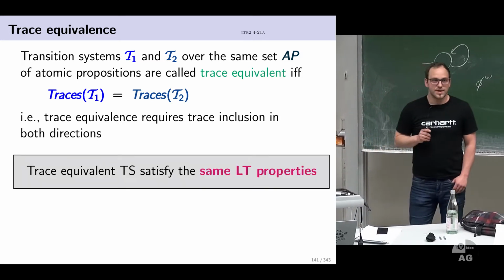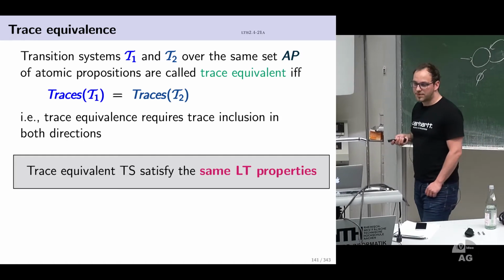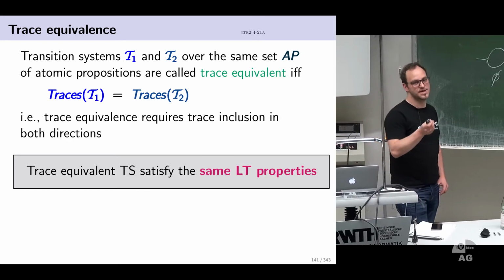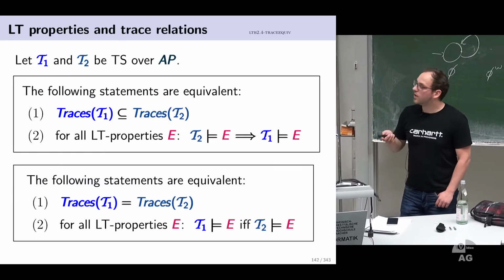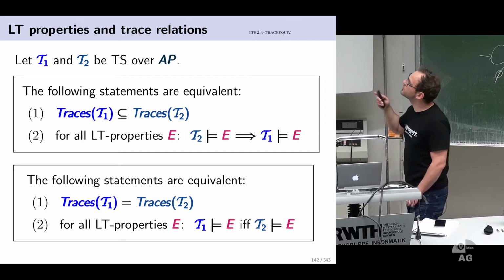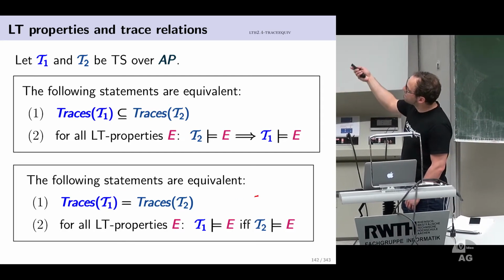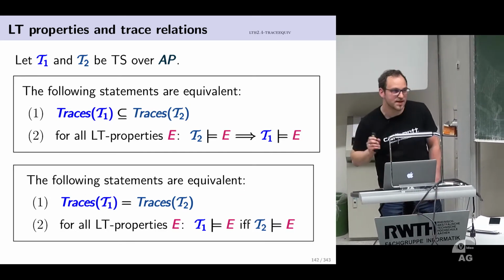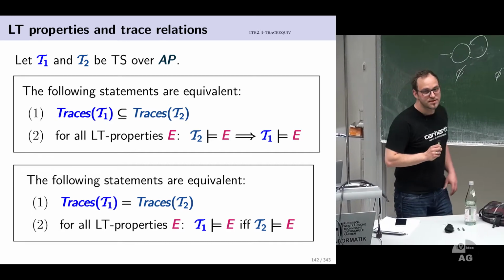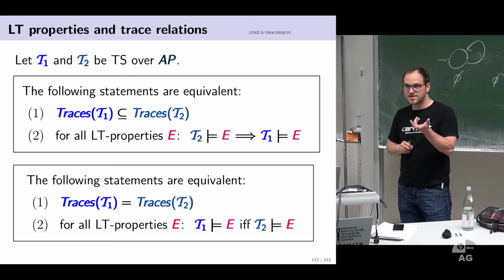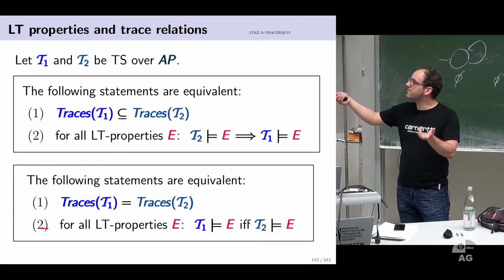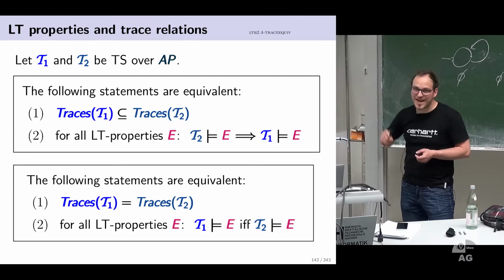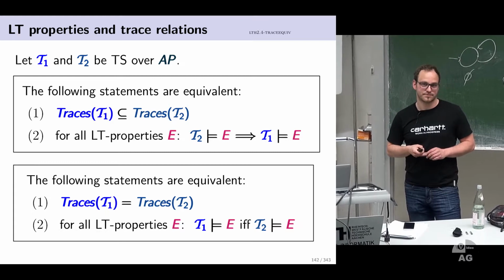Well then, what you can show is that trace equivalent transition systems satisfy exactly the same linear time properties. And that's not hard to see, so we leave it as an exercise to prove this. But similarly to trace inclusion, you get the following theorem that says it's equivalent that both your transition systems have the same traces. That is equivalent that for all linear time properties, they satisfy exactly the same properties. Okay?